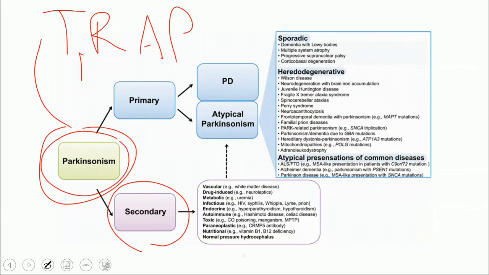Then, on the other hand, you have primary disorders. There is no specific etiology there. Within that spectrum of primary disorders, you have idiopathic Parkinson's disease, IPD, the very classical idiopathic Parkinson's disease. But you also have a set of disorders which are in this big box here.